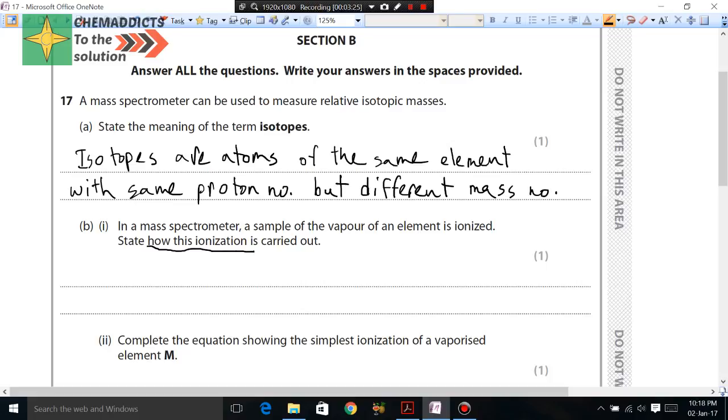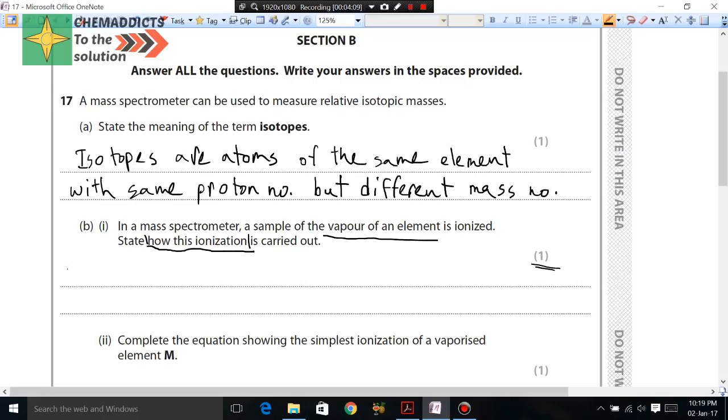Here it's really simple. Since the mark for this question is 1, we need to explain briefly. We need to answer like this: the vapor sample of an element is ionized. This particular vapor sample is bombarded with high energy electrons which knock one or more electrons from the outer shell. So this is the answer.